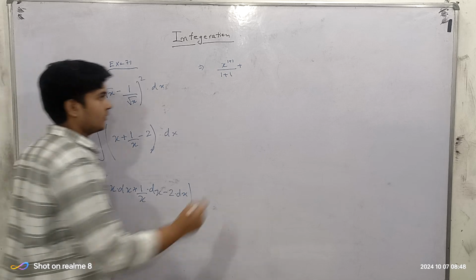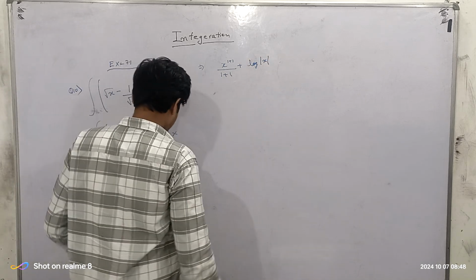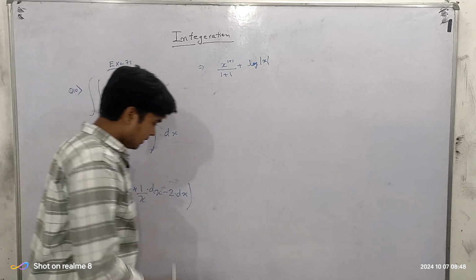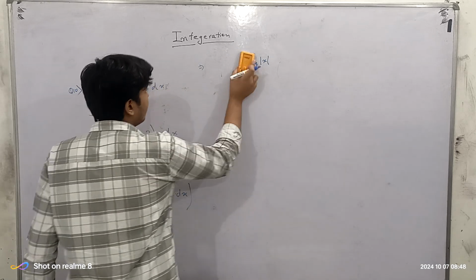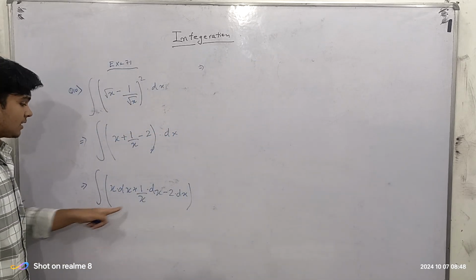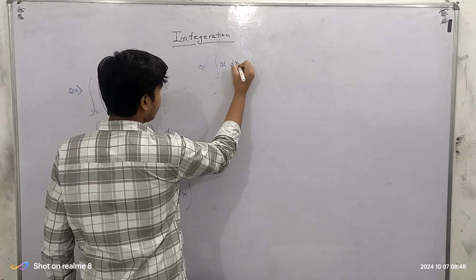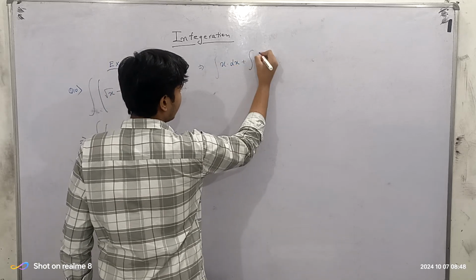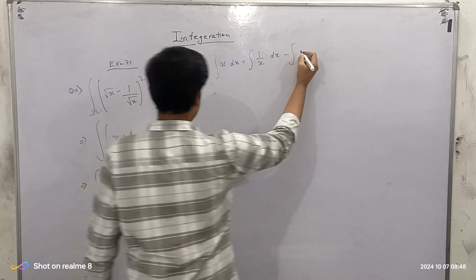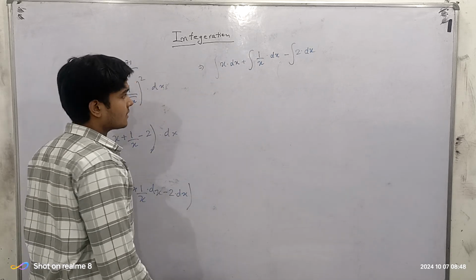We have studied now log x, log of under root x minus 2 into dx. First, one important step: this integration sign will come in all the parts. Integration x into dx plus integration 1 by x into dx minus integration 2 into dx. This is how it will be written.